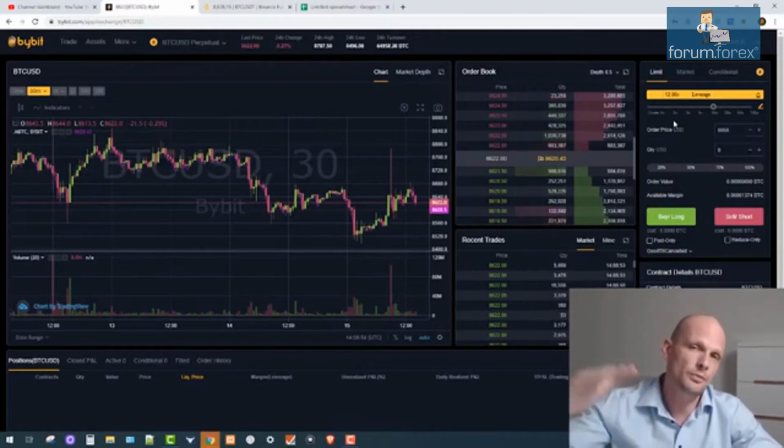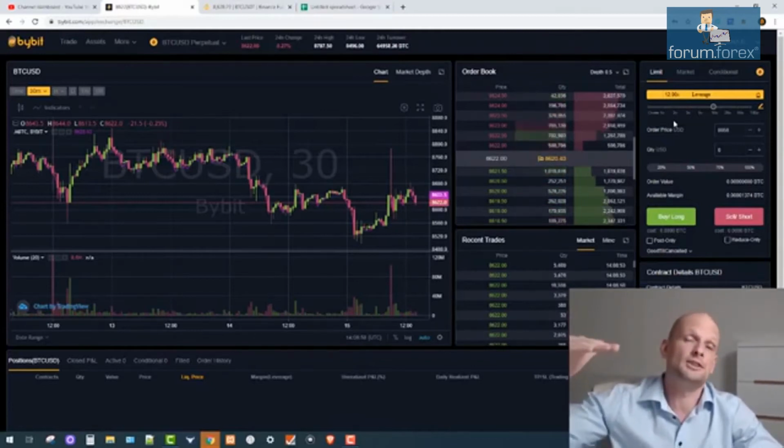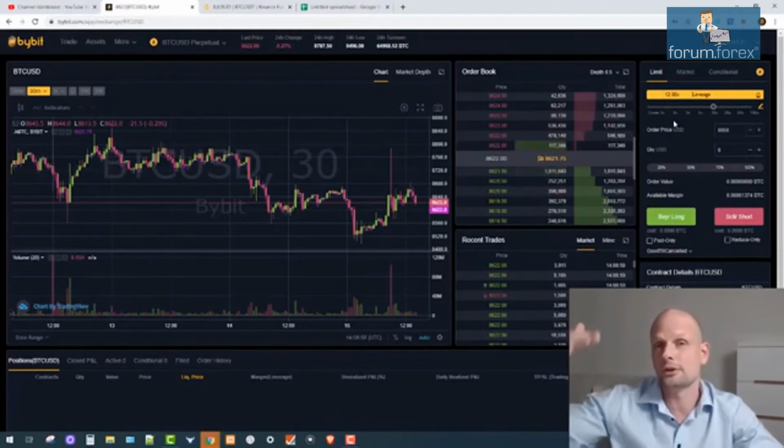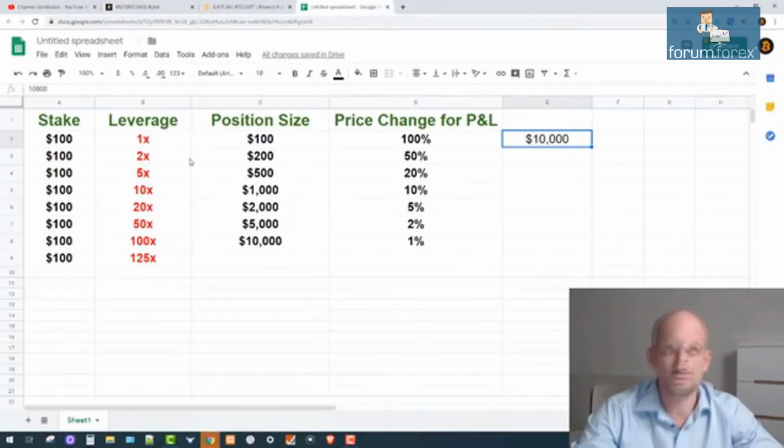Obviously, if it goes the opposite way, for example, if you are longing and price goes up, you can make money. I have created a spreadsheet on Google so we can understand how much leverage is. As you can see, stake is the first. Here is $100. I will be taking $100 as an example.